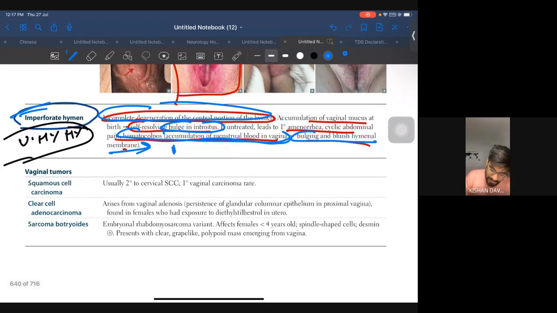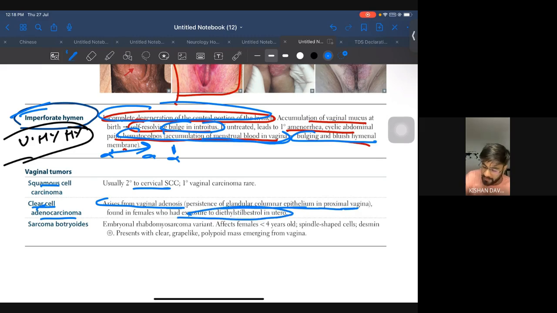All right. Tumors, also not commonly asked, but let's just see. Squamous cell carcinoma is secondary to cervical. Okay. Clear cell adenocarcinoma arises from vaginal adenosis, persistence of glandular columnar epithelium in proximal vagina, in those who had exposure to DES. So if DES is given in the question and they say there is a cancer in vagina, what will be the cancer? Clear cell adenocarcinoma.